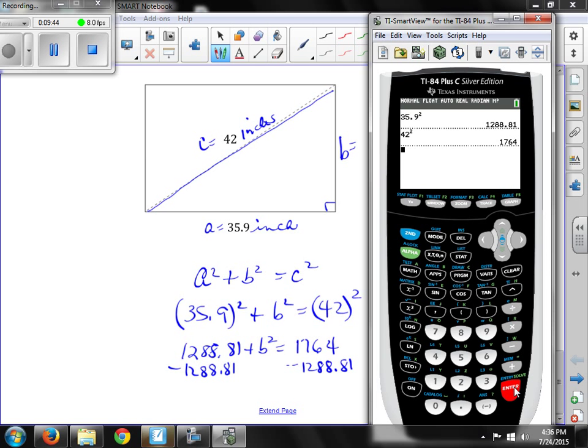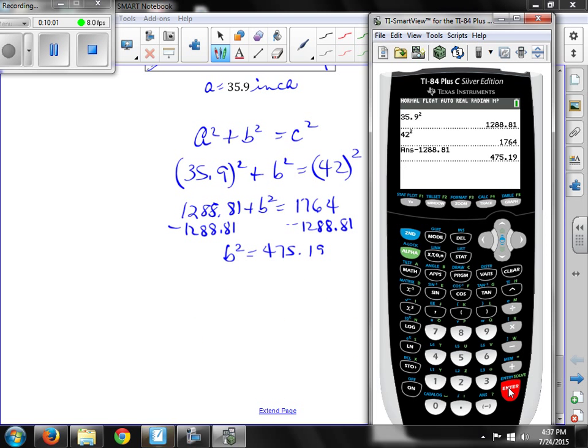And I'm going to use my calculator for that. Minus 1288.81. So that gives me B squared is equal to 475.19, which means that B is the square root of 475.19. So now I'm going to put that in my calculator, second square root of 475.19. I'm rounding to the nearest tenth. I was told to do that in the instructions.